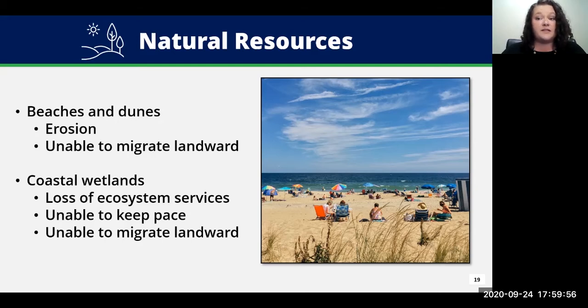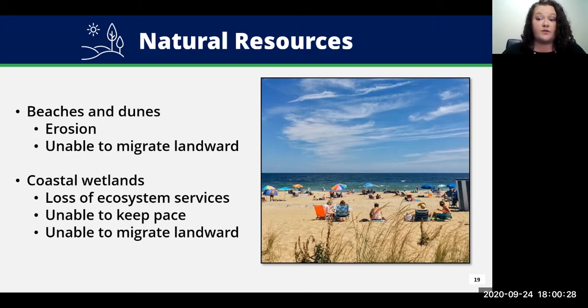Without taking adaptation actions, coastal communities may become more susceptible to flooding during coastal storms that impacts roadways, homes, and businesses. Damage and loss of these areas that are major tourism attractions would have far-reaching impacts on our economy. According to a report from the Delaware Tourism Office in 2018, Delaware's tourism industry brings in $3.8 billion in gross economic product each year.